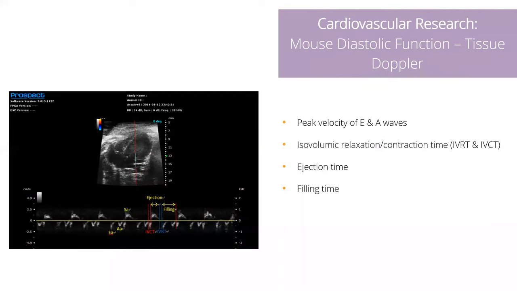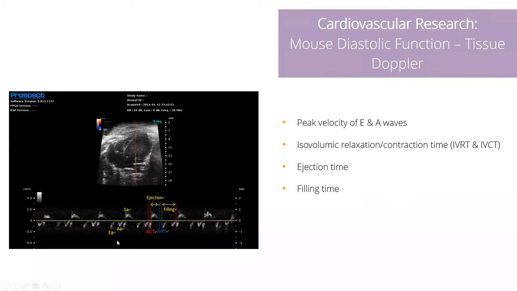The system is also capable of doing tissue Doppler, and this is very similar to pulse wave Doppler, except this time we're looking for movement of tissue. And so here specifically we're looking at tissue moving at the mitral annulus, and this can often be an earlier indication of something changing before blood flow changes happen.